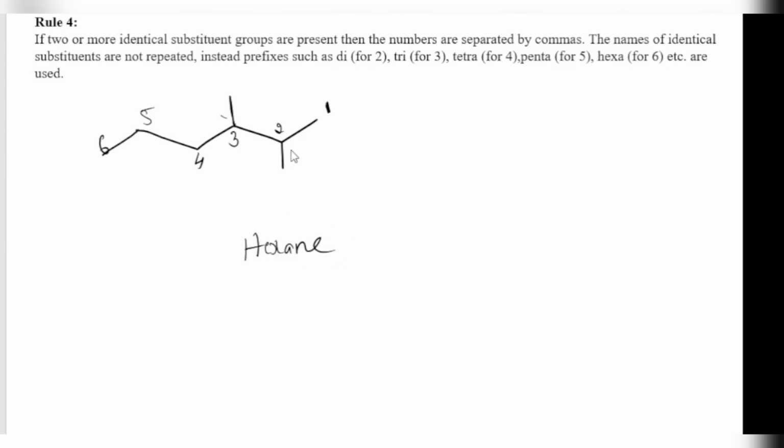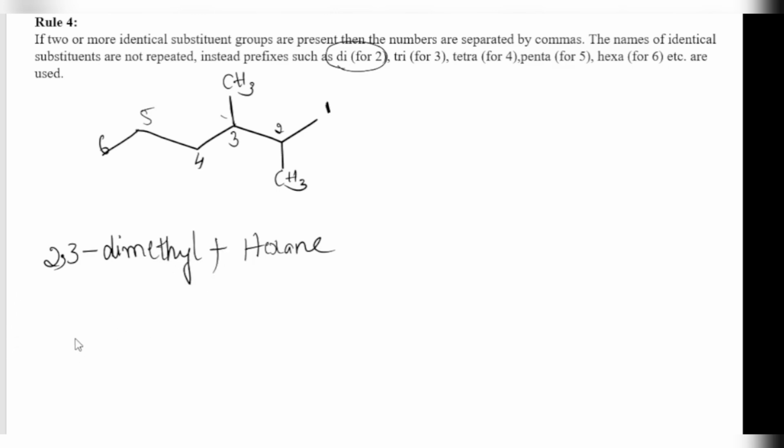We can just look. But what about this side chain? It contains 2 methyl groups, correct? That is identical. What we have to do is number the least number for these methyl groups, that is position 2, and we have to separate by commas, and here position 3 is there. For 2, what do we use here? Di, correct? Here we have to use dimethyl.